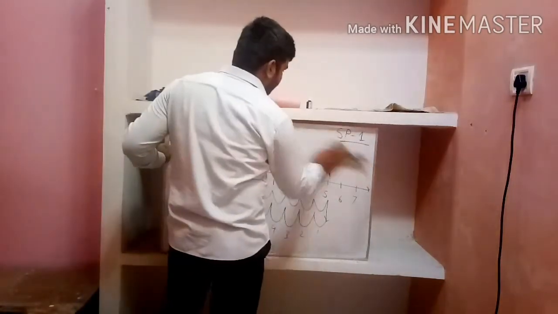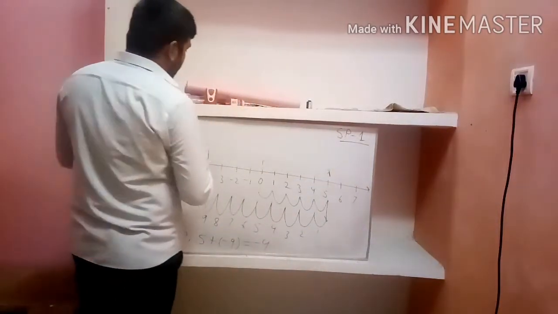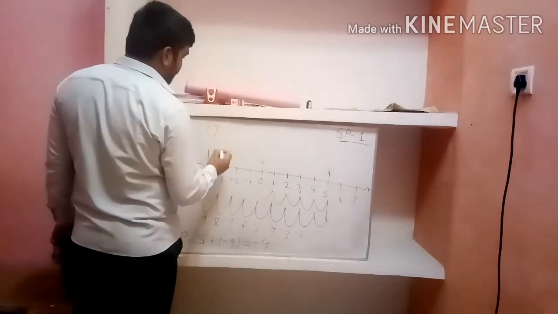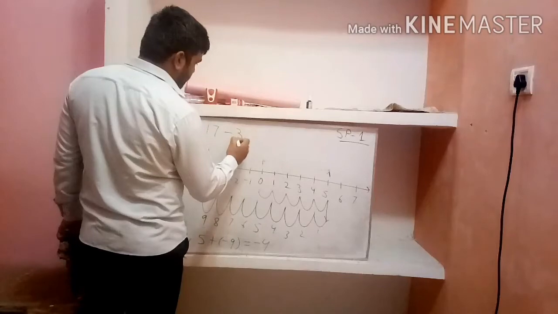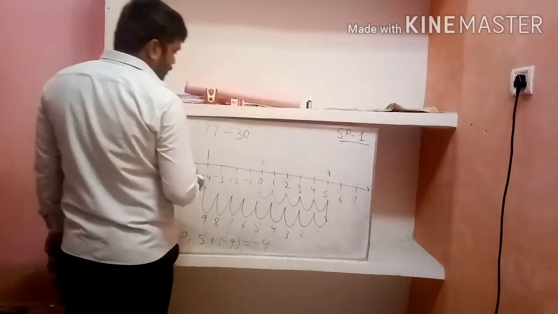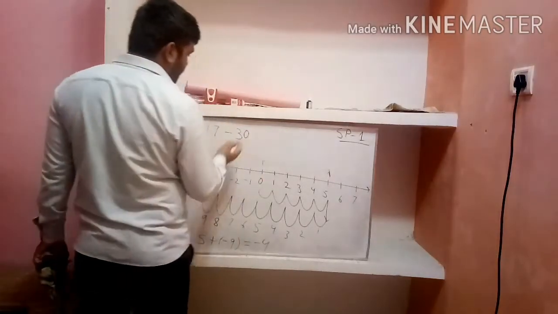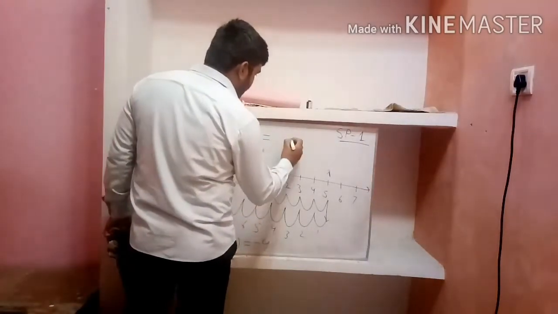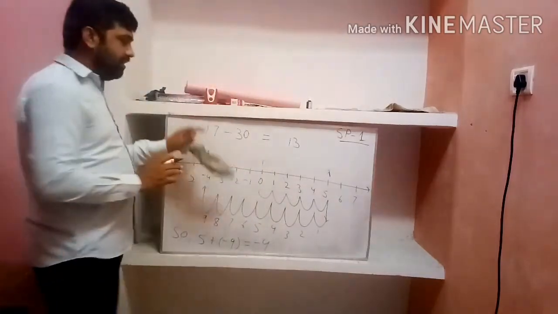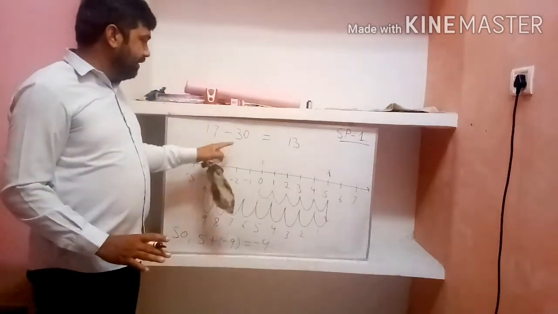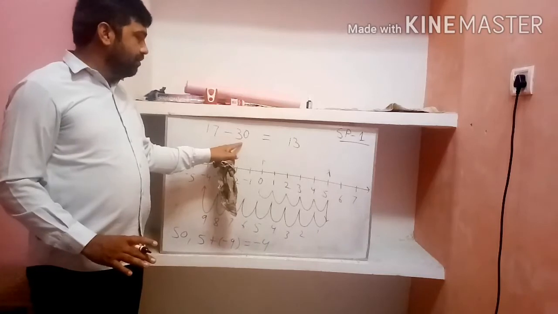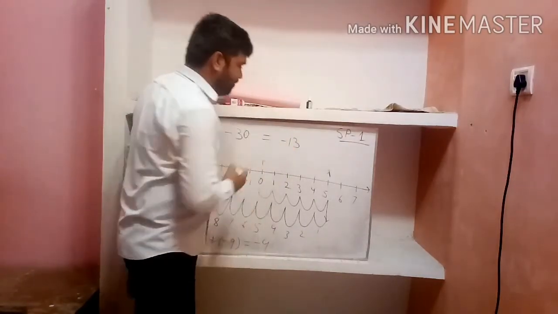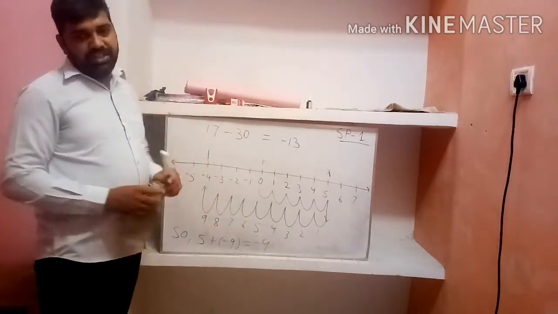Another example you can take. Suppose you want to add 17 plus minus 30. In this, just take the difference of these, 30 minus 17, which gives you 13. But which number has the greater absolute value? 30. So what is the sign of 30? Minus. Put the minus in the answer also. So the result you will get is minus 13.